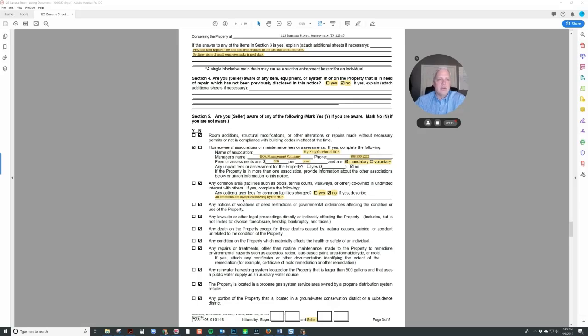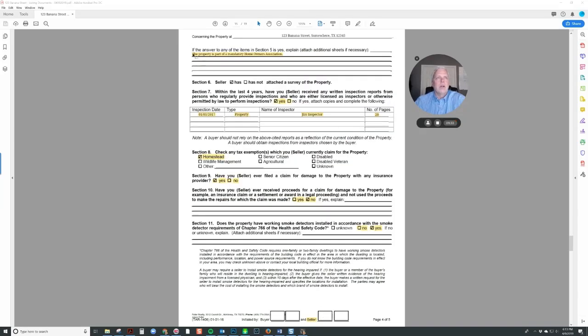And so you would just go through and look at all these questions and answer yes or no out to the left. And then, of course, on the bottom of each page, you would initial in these boxes where the seller is highlighted. In here, anything that you answered yes to on those previous questions, you would give more details. So I said the property is part of a mandatory HOA. And so I just explained that out.